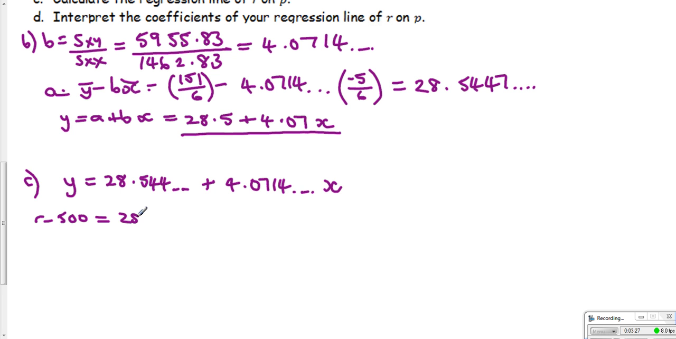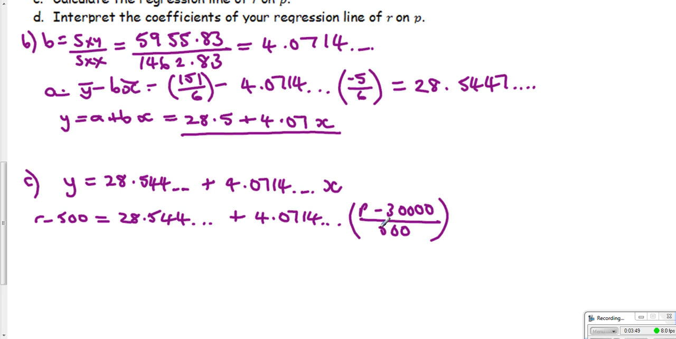We've got 28.544 and 4.0714 and the rest of it multiplied by x. Now x is p minus 30,000 divided by 500. Okay, so that's 500 there on the bottom.